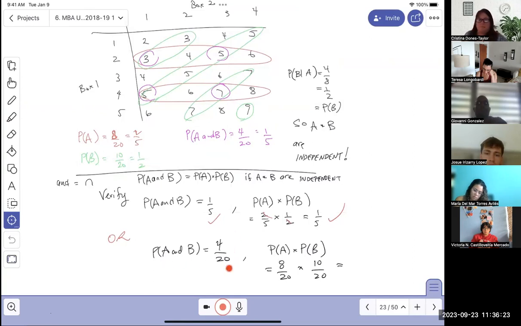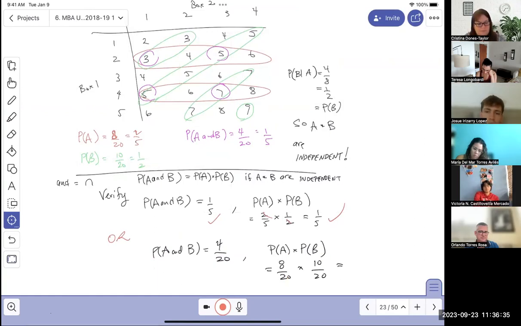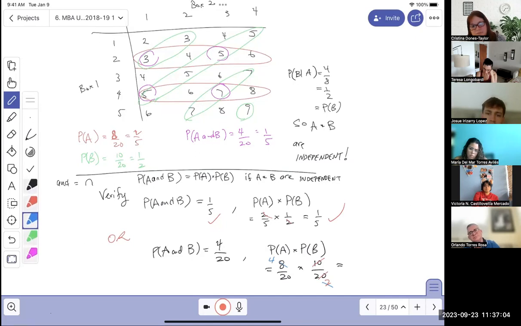So there, A and B was 4 out of 20 total, out of the total, not the subset of A. A was 8/20. Originally, there were 8 out of all the 20, and B was 10 out of the 20. And so when you reduce this, this is going to be 4/20, because you're going to cancel here, and then these are going to cancel here. You can do it all in decimals too, if that helps you. So the answer is going to be 4/20.